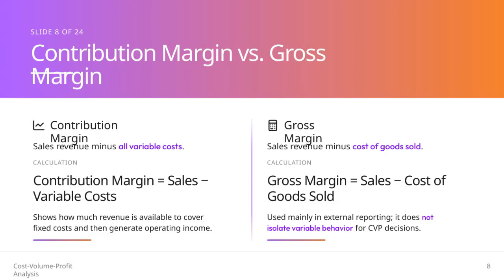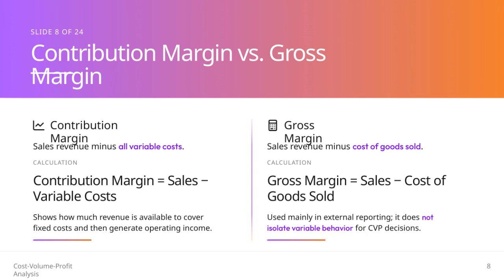Let's take a closer look at the difference between contribution margin and gross margin. Contribution margin is calculated by subtracting all variable costs from sales revenue. This figure tells us how much money is left over from sales to cover fixed costs and then contribute to operating profit. It's especially useful for cost-volume profit analysis because it isolates the impact of variable costs.